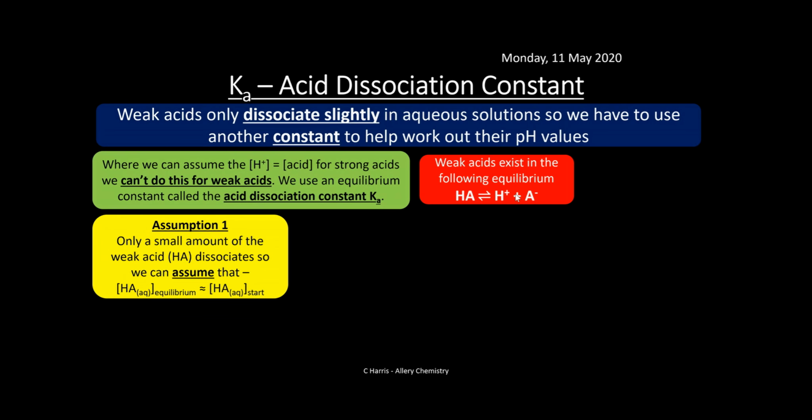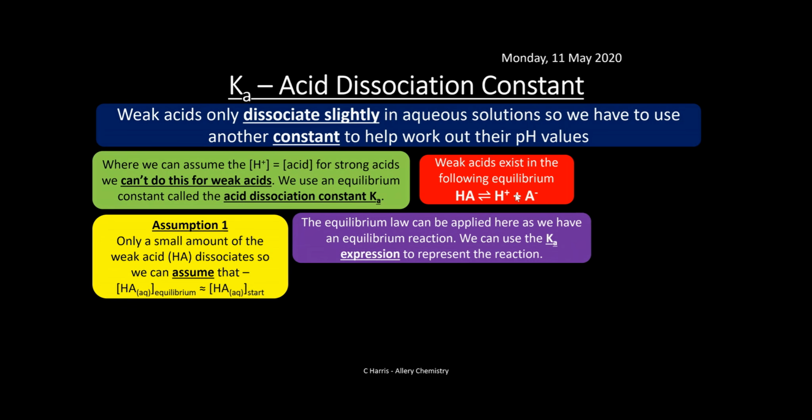The first assumption is that only a small amount of the weak acid, that's HA, dissociates. What that means is we can assume that the concentration of HA at equilibrium equals the concentration of HA at the start. That's useful because in the question, if it gives you the concentration, it'll always be at the start, but we can assume that is the case at equilibrium, so we can use it in our expression. The equilibrium law can be applied here as we have an equilibrium reaction, so we can use the Ka expression to represent the reaction on the basis of this assumption.